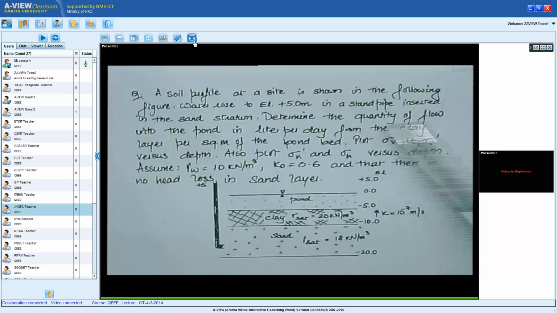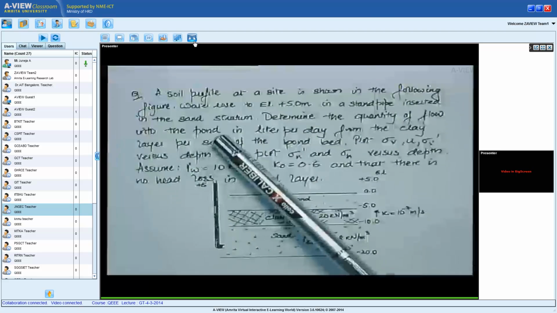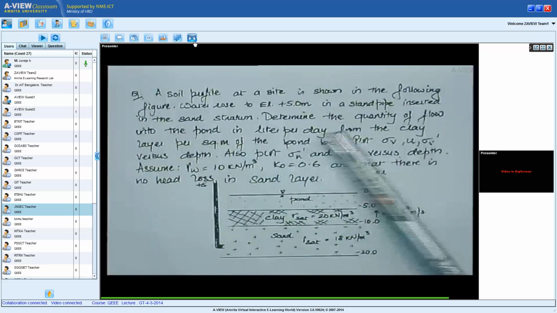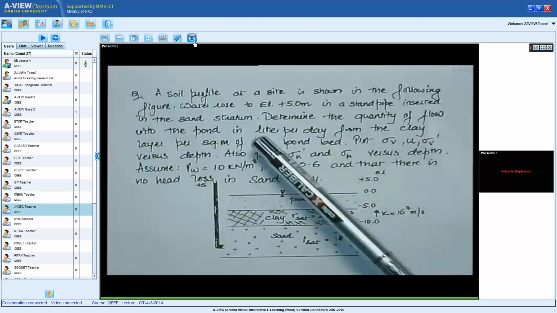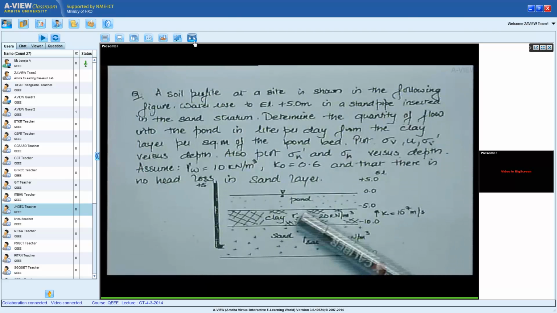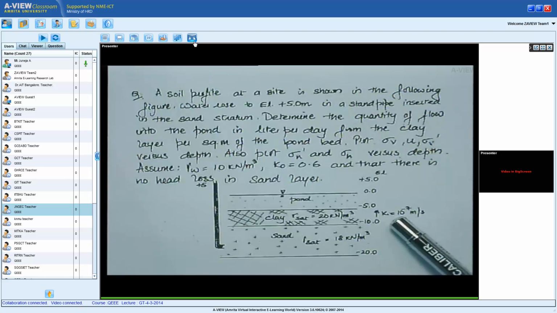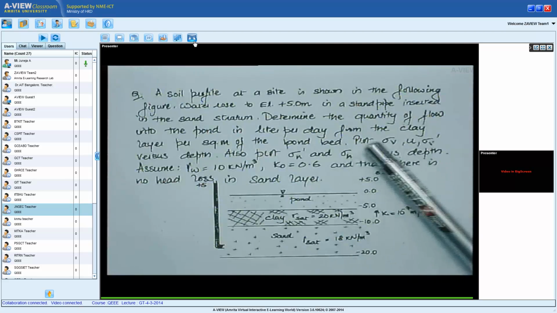Determine the quantity of flow into the pond in liters per day. We're not interested in the units for the time being. It says what is the flow in the pond. So obviously small q equals to K i A. K is given to us because the water flows through this. So the next part is what is the I, hydraulic gradient. I think that is the only challenge in the first part of this question.